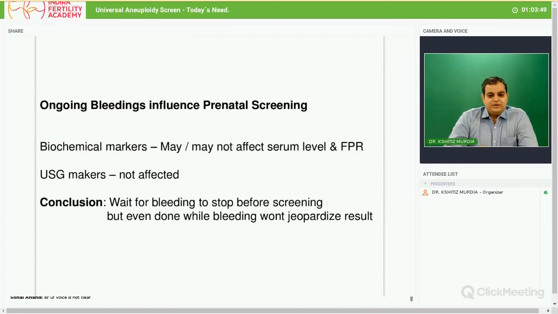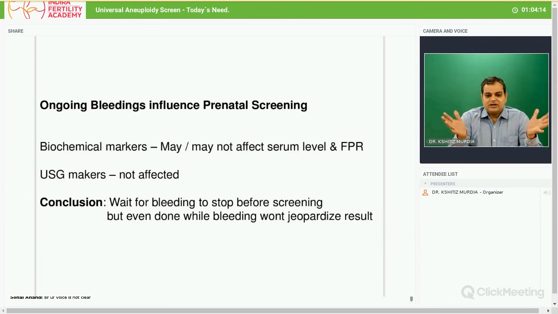The next problem which may arise in aneuploidy screening is when the patient comes with ongoing bleeding. How does ongoing bleeding affect the biochemical markers? Studies have shown that the biochemical markers may get affected because the serum levels get affected, and so are the false positive rates. But USG markers are not affected.